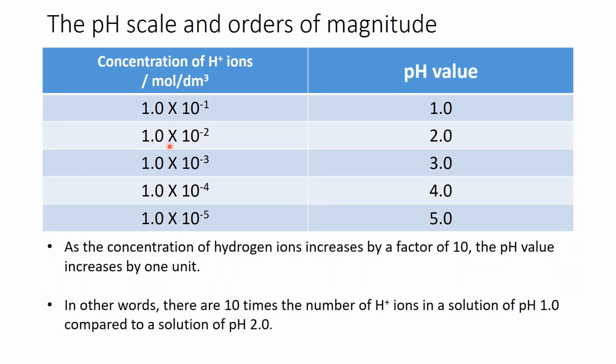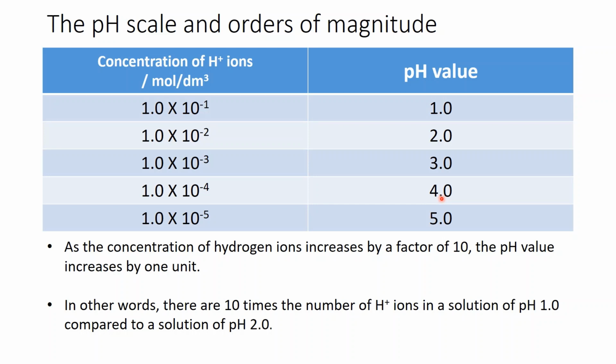Okay, here's that same table again. This is the pH scale and orders of magnitude. Hopefully what you noticed is that as the concentration of hydrogen ions increases by a factor of 10, so this is going down by a factor of 10, this way is going up by a factor of 10, up by a factor of 10, up by a factor of 10, the pH value here increases by 1 unit. So when you've got a pH of 5, that has 10 times less the concentration of hydrogen ions as a pH of 4, or vice versa.